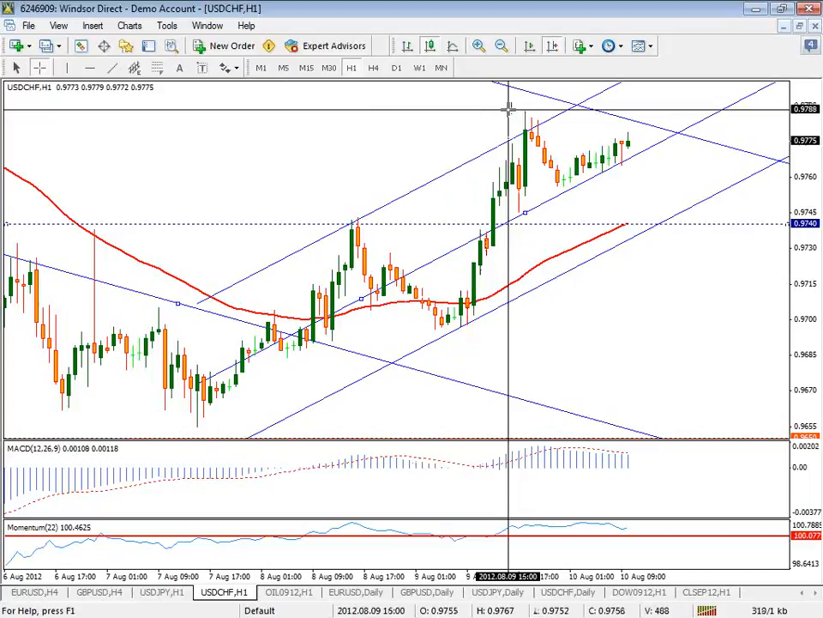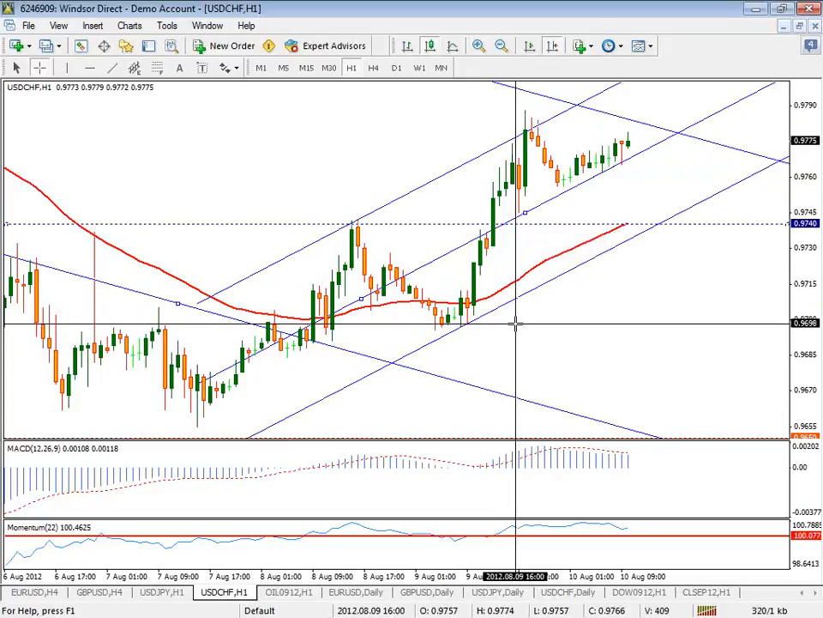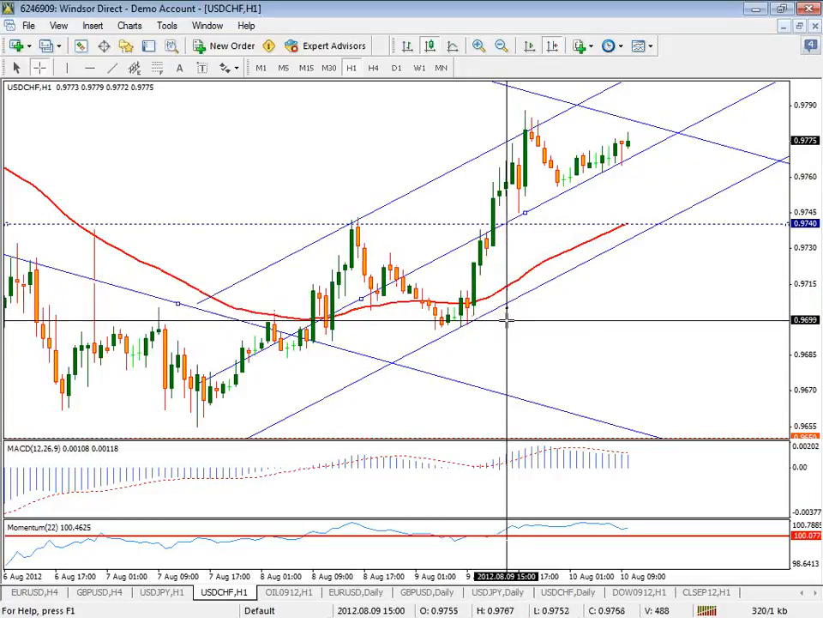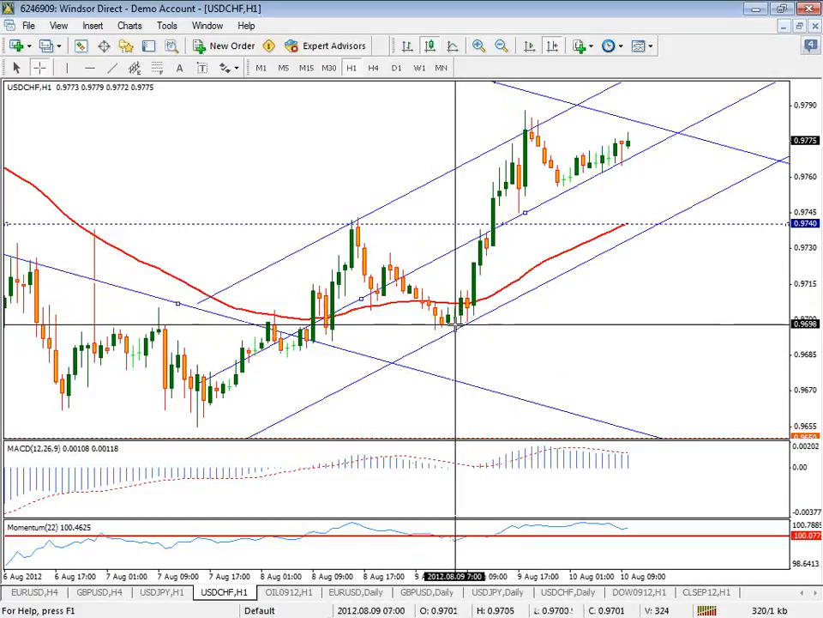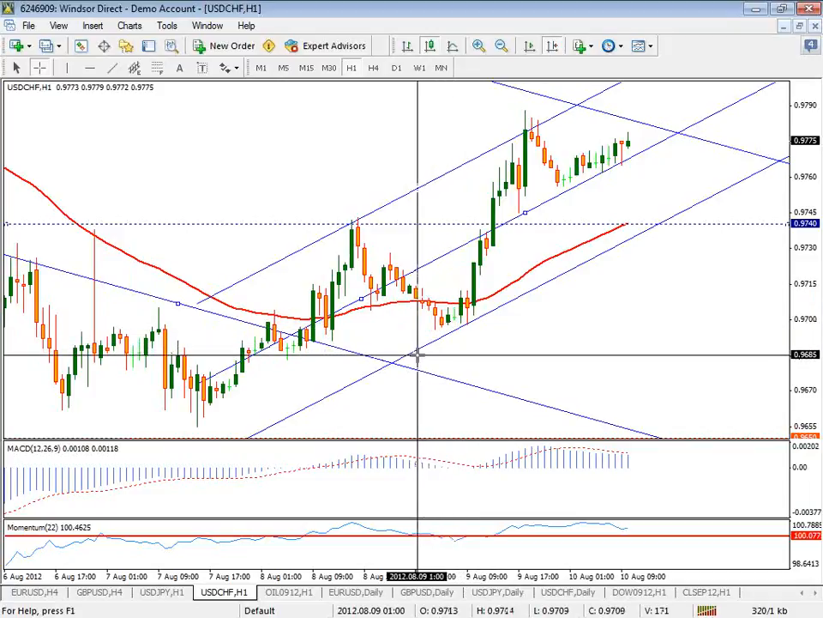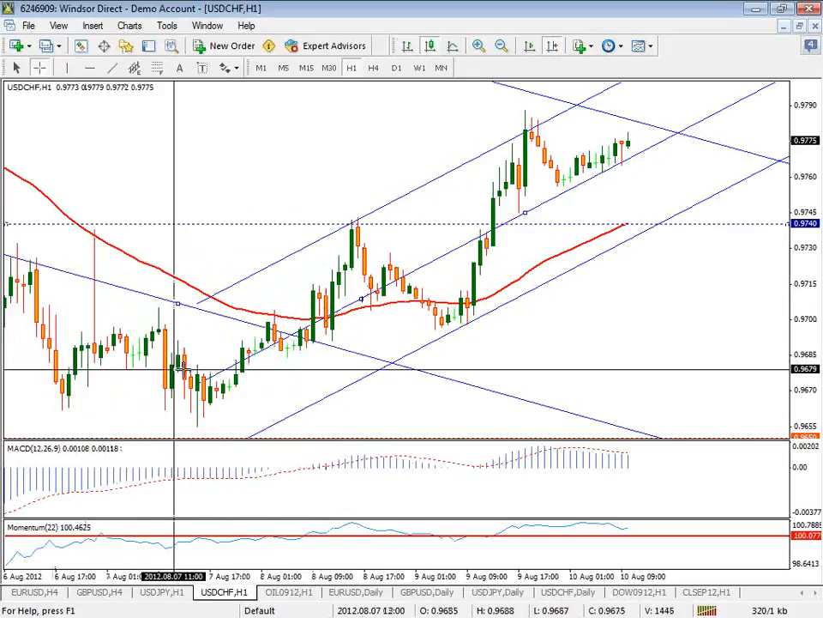However, if prices manage to drop below the pivot point, we will go back to selling the currency, and almost 0.97 would be our first target, which we see is this base here. And after that would be 96.75, where we see previous lows at this level.